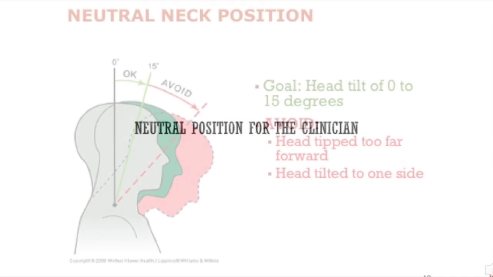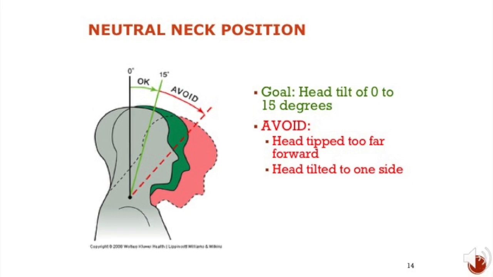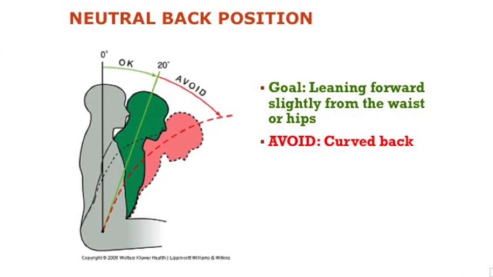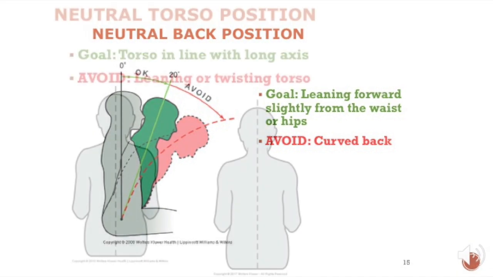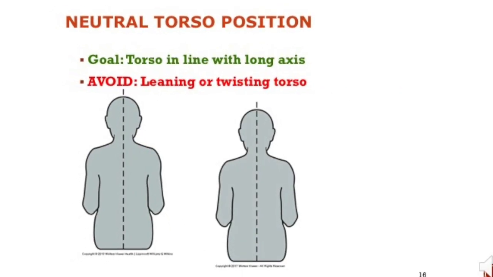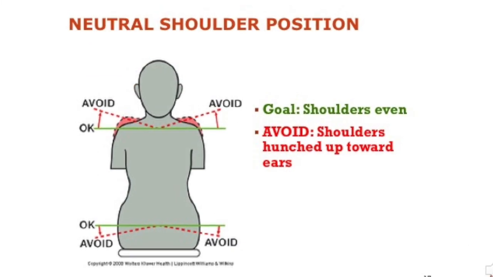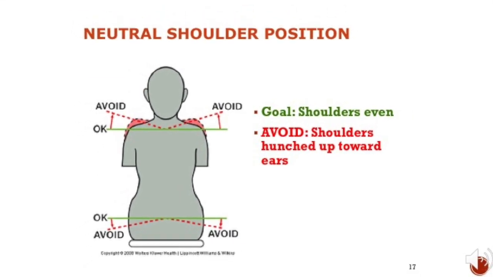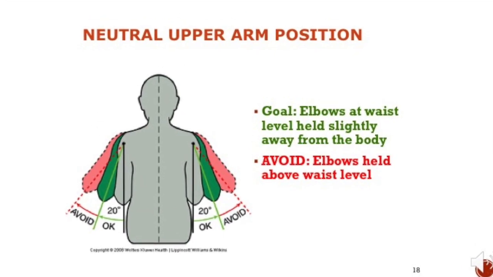Let's start with the correct neutral position for the clinician. Avoid tilting the head too far forward or to one side. Avoid having a curved back. You want to avoid leaning or twisting at the torso, making sure that the spine is always straight. Avoid hunching the shoulders up to the ears, having the elbows held above the waist.